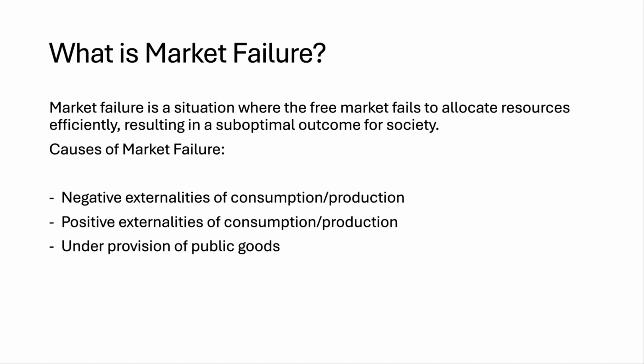So, this definition is actually really good for what we're going to be talking about in the diagrams, because what the government wants is the output to be equal to the socially optimal quantity, right? So, what is best for society at a given period of time. The causes of market failure can include negative externalities of consumption and production, positive externalities of consumption and production, as well as the under-provision of public goods.